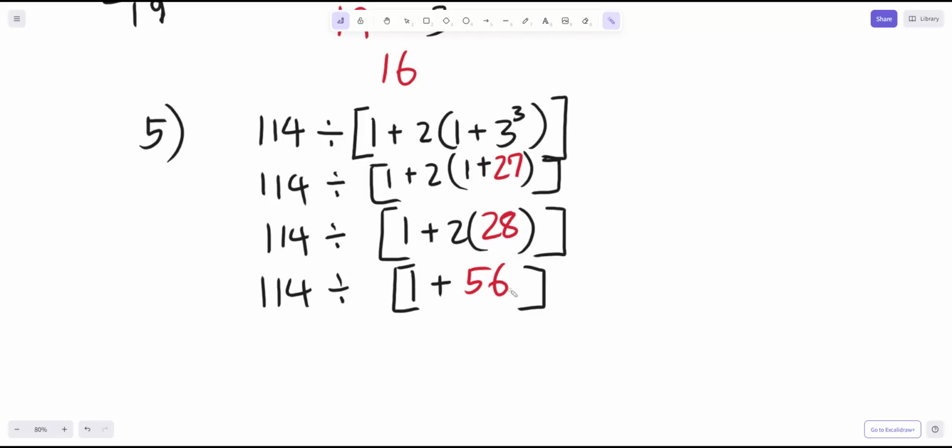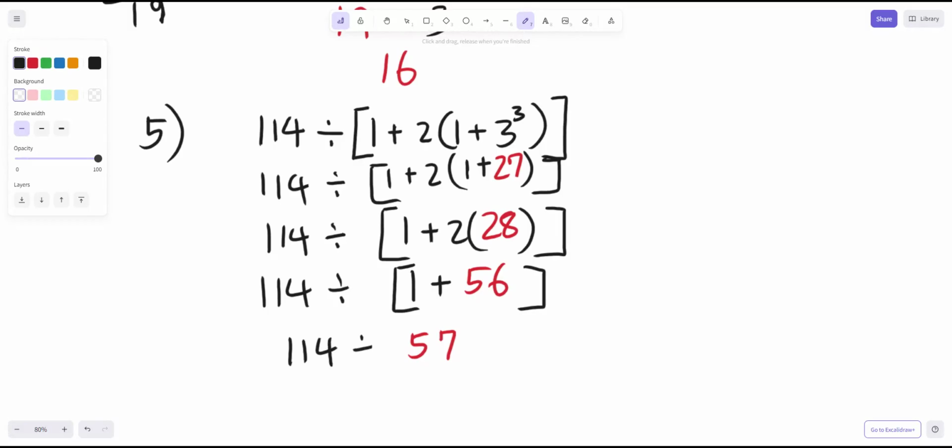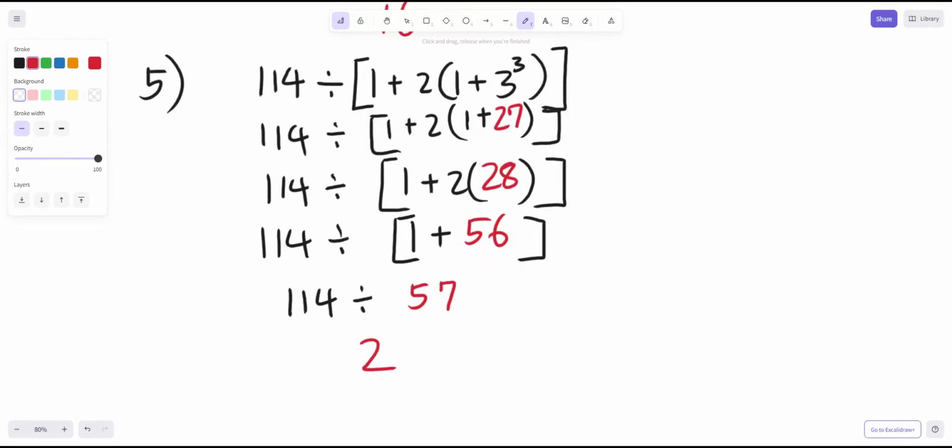And we're almost done. Now inside this bracket is 1 plus 56, which is 57. And then 114 divided by 57. And our answer is 2. All right, good luck on your practice problems.